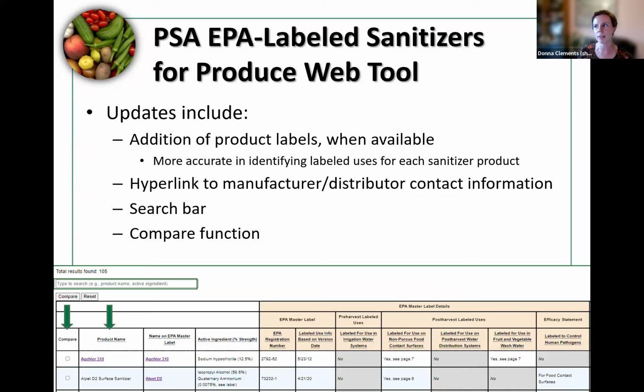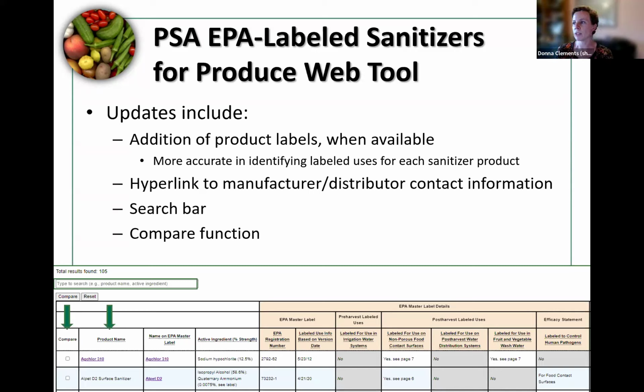Some of the big things that are different in this version is that we were able to add product labels when we could find those publicly available. I'm going to go into a little bit more about EPA master labels versus product labels a little bit later in the talk. But you can see in this green arrow on the right, that product name column, when we could find product labels publicly available, we hyperlink directly out. So it's pretty easy to access both the product labels and the EPA labels.